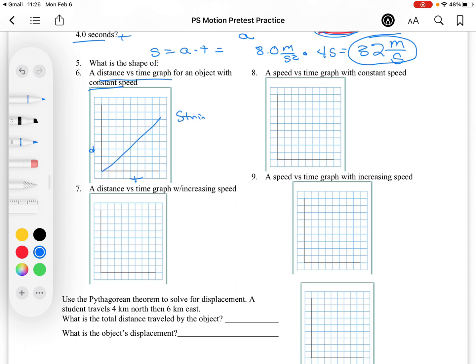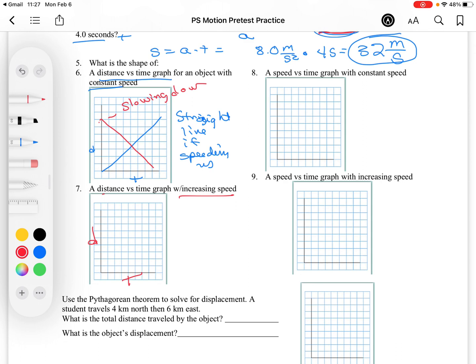Next, we have 4 graphs, and we're going to do the shape of a distance versus time graph with constant speed. And this is distance, this is time, and that will be a straight line. If it's speeding up like this. If it's slowing down, it'll look like this. Slowing down at a constant speed.